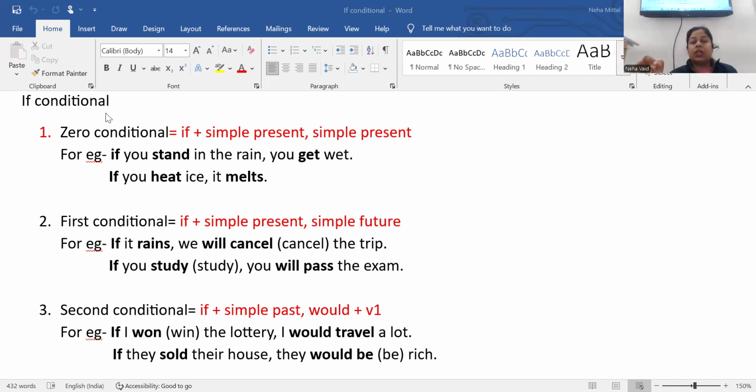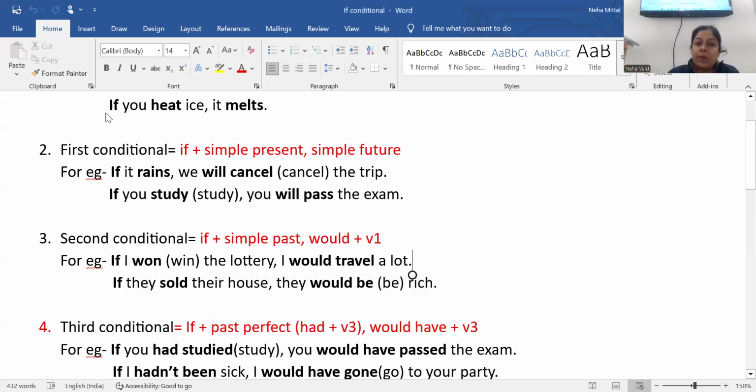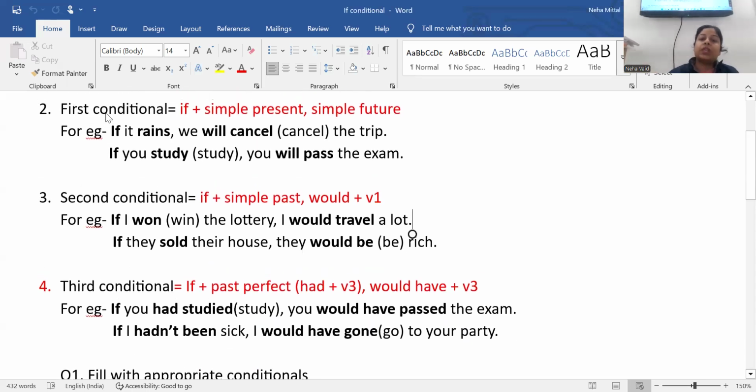In your zero conditional case, you have if plus simple present equals simple present. The first conditional is if plus simple present equals simple future. The second conditional is if plus simple past equals would plus V1. And the third conditional is if plus past perfect equals would have plus V3. You have to learn these rules. It is precisely based on the concept of what is given to you in the question, and you need to complete the other half of it.